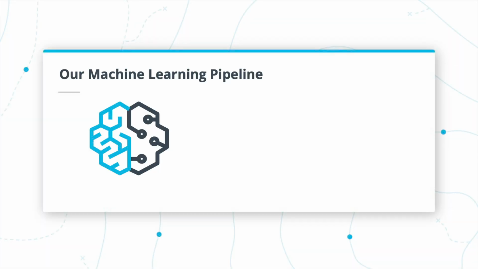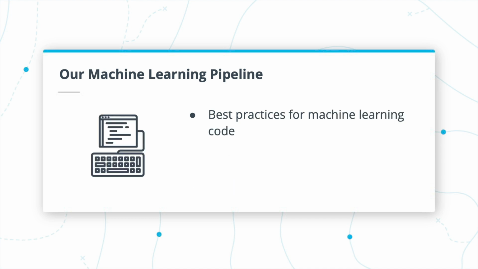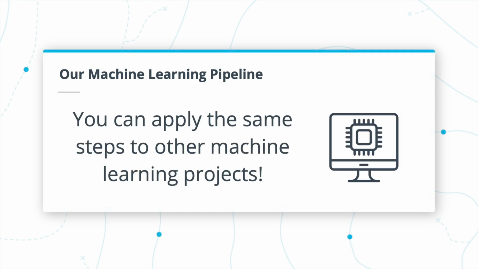As part of this demo, we stepped through all the major aspects of the machine learning pipeline, including data preparation, training, evaluation, and inference to generate music. You also learned about writing machine learning code in the real world. This was just one fun example. You could apply the same steps and techniques to any other machine learning project, be it a cat-dog classifier or an object detector, or even doing sentiment analysis on text.